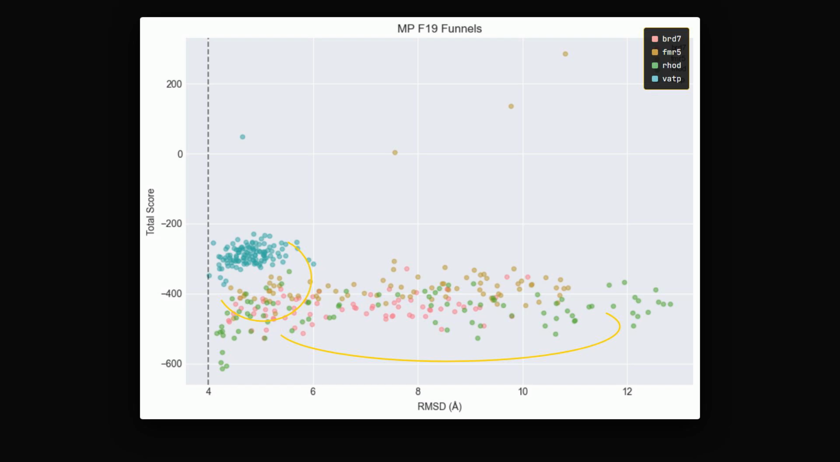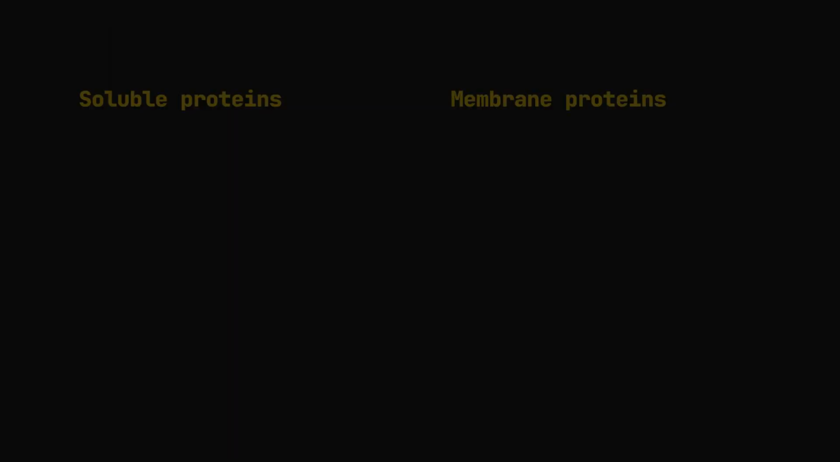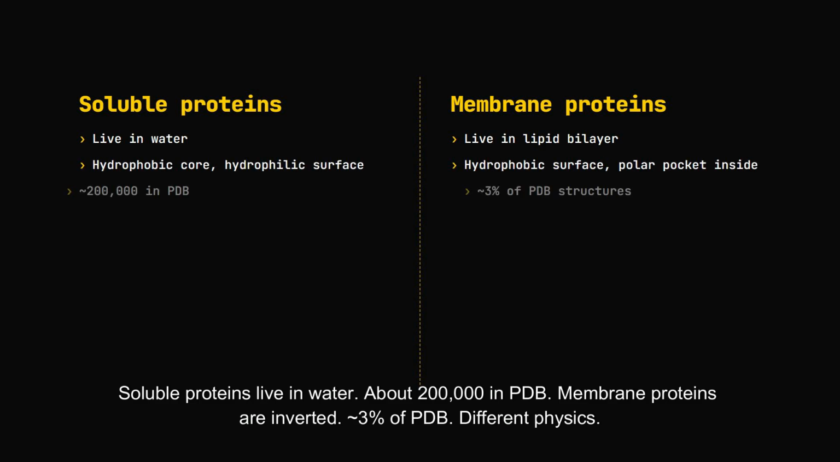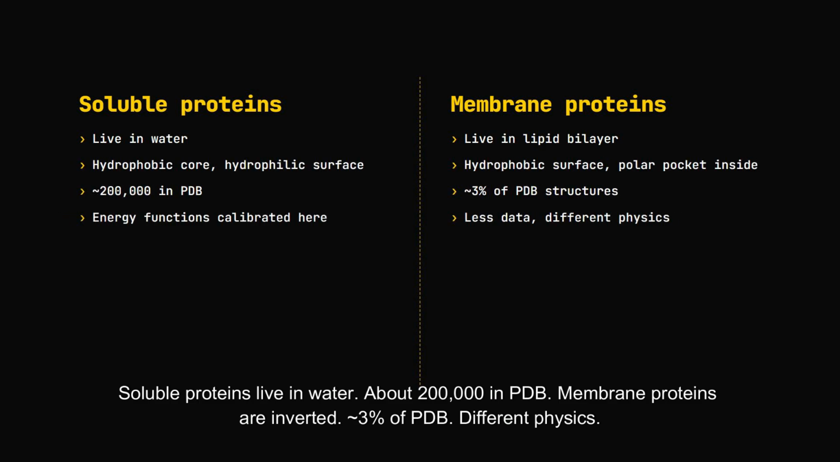Here's the underlying issue. Soluble proteins live in water. Their physics is straightforward. Hydrophobic stuff packs in the middle, polar stuff faces the solvent. The PDB has hundreds of thousands of them. Standard Rosetta energy functions are calibrated on this physics.